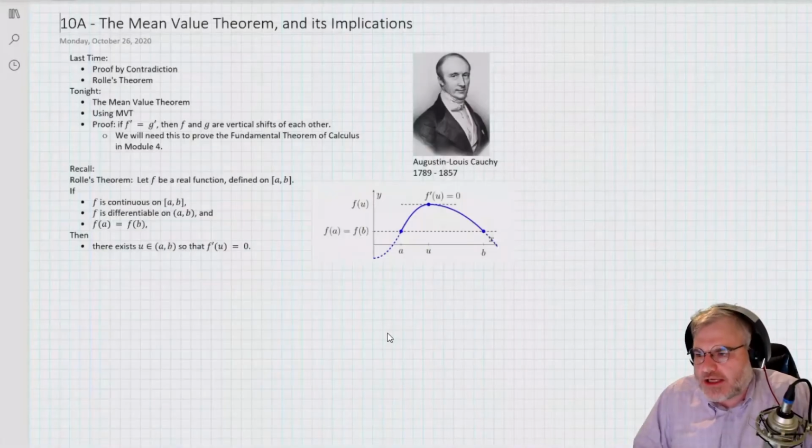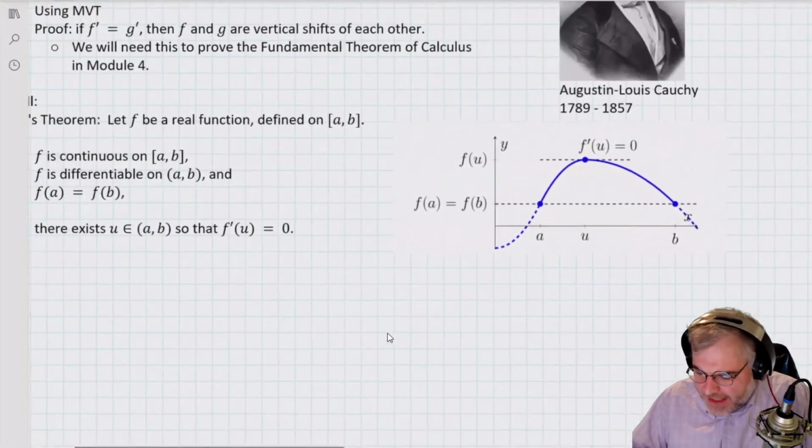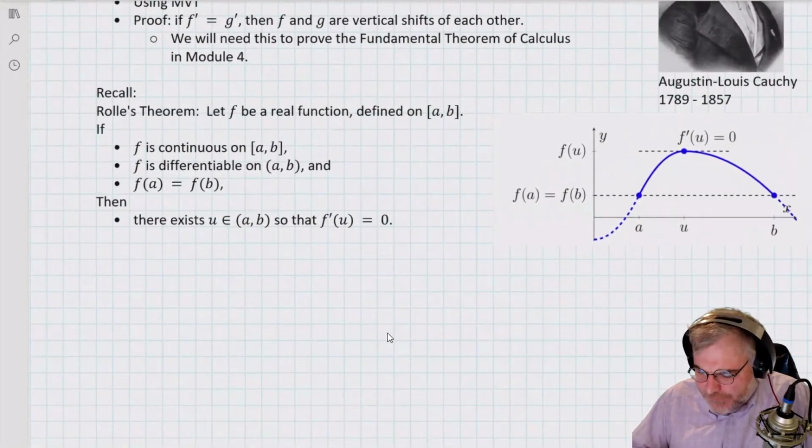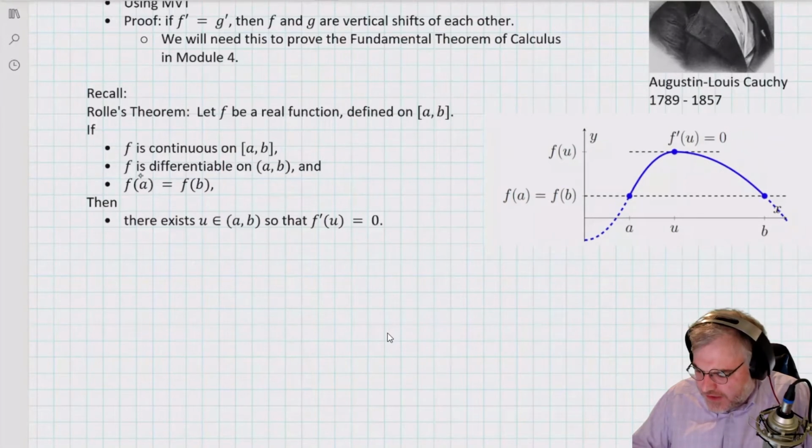So last time, if you'll recall, we started the mean value theorem by talking about Rolle's theorem, and we used proof by contradiction to prove Rolle's theorem. So that theorem, if you don't remember, was: let f be a real function defined on the closed interval [a, b]. If f is continuous on [a, b], f is differentiable on the interior, and f(a) equals f(b), then there must be some u so that f prime of u equals 0.